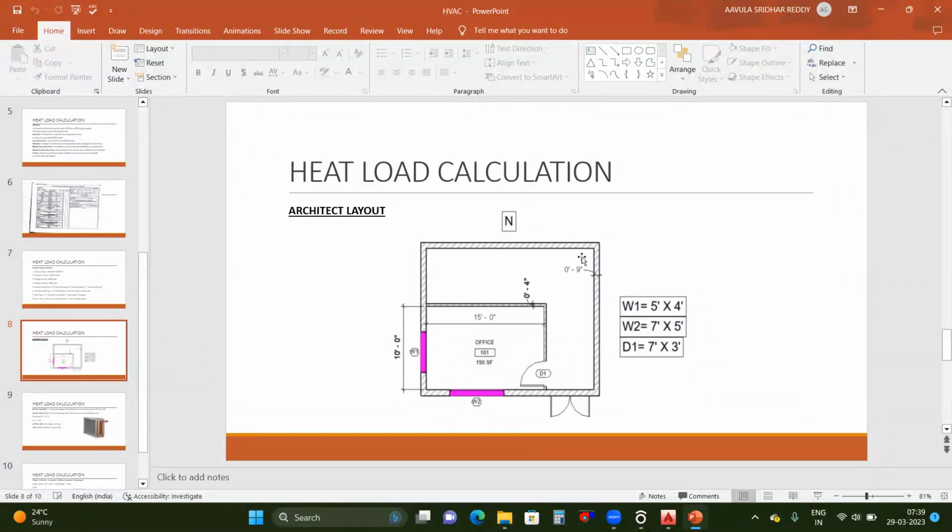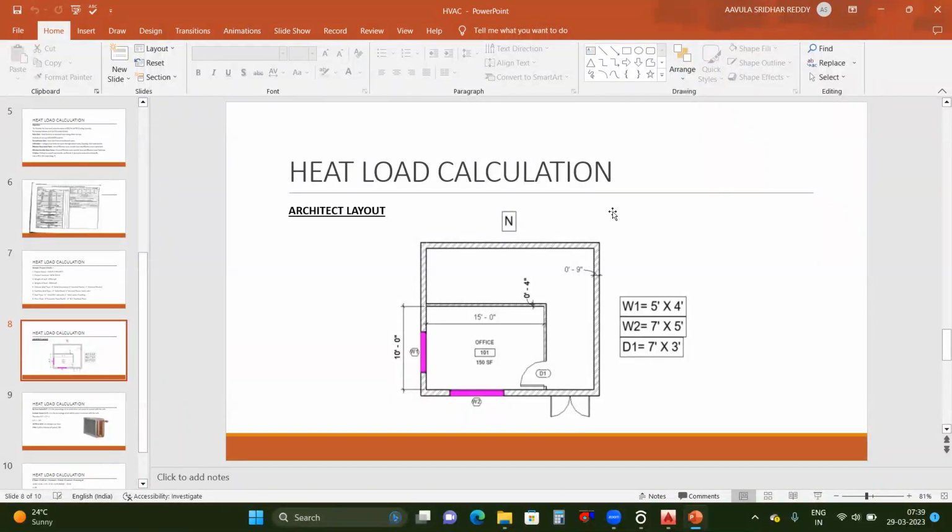So for example, if this partition wall is not there, so this partition is extended up to here. So in that situation, we need to take this wall also. Why? Because this wall is also exposed to the atmosphere. So it is not only related to south or west. Whatever walls are exposed to the atmosphere, that many walls we need to take.